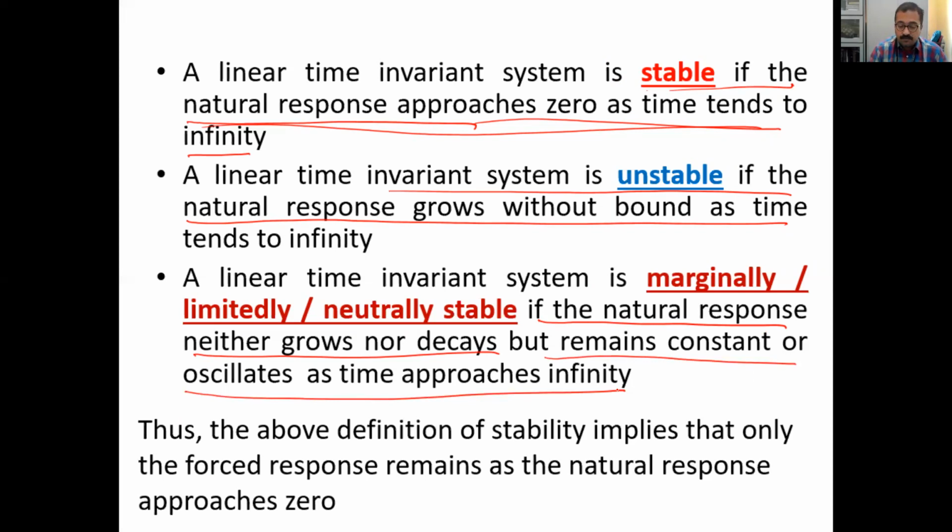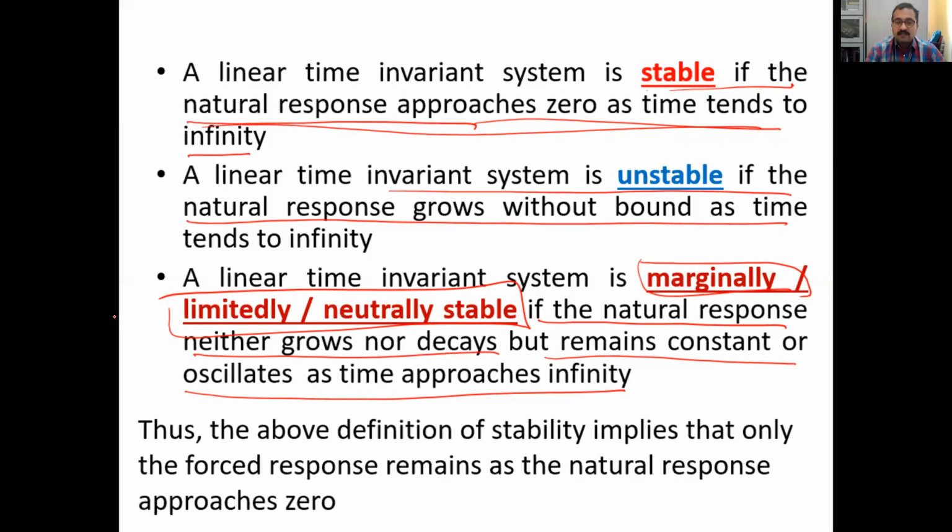Such systems are said to be marginally stable, or limitedly stable, or neutrally stable. So in such systems, the natural response or the impulse response will neither increase nor decay. It will simply be a constant or it will simply oscillate with constant amplitude as time tends to infinity.